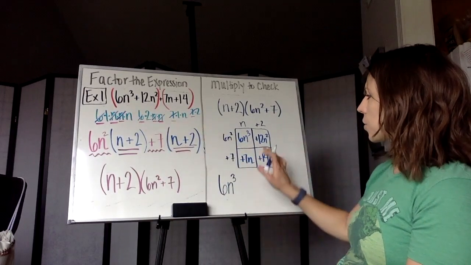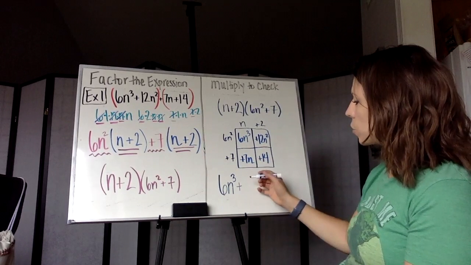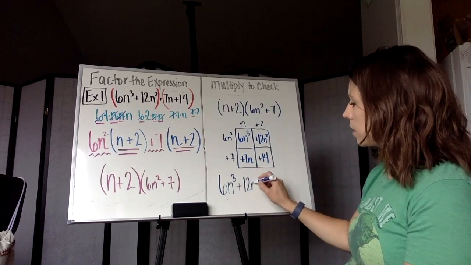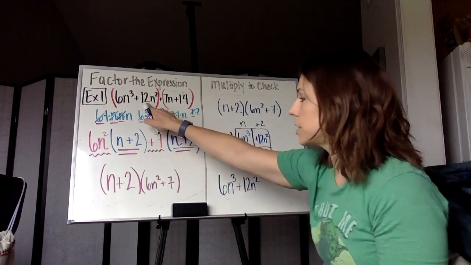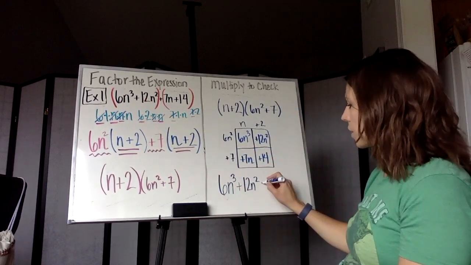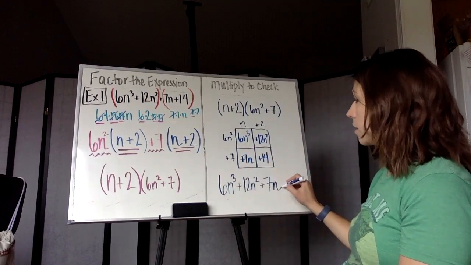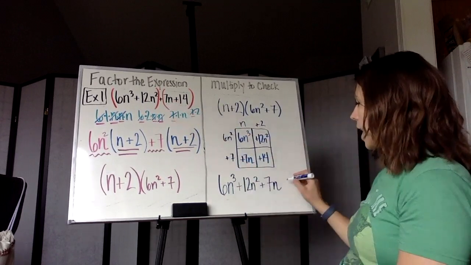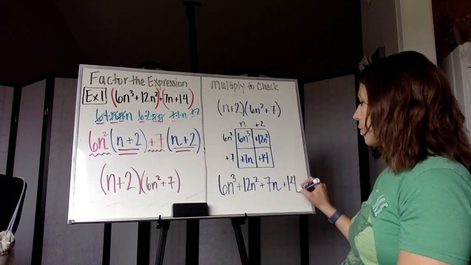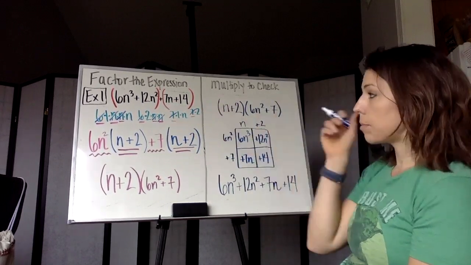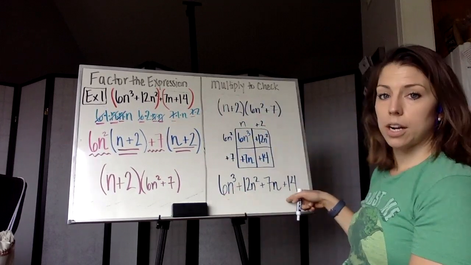The next greatest degree is positive 12n squared, which also matches. The next greatest degree is a positive 7n, which matches. And the last one is a positive 14, which again also matches. Is this exactly what you started with?